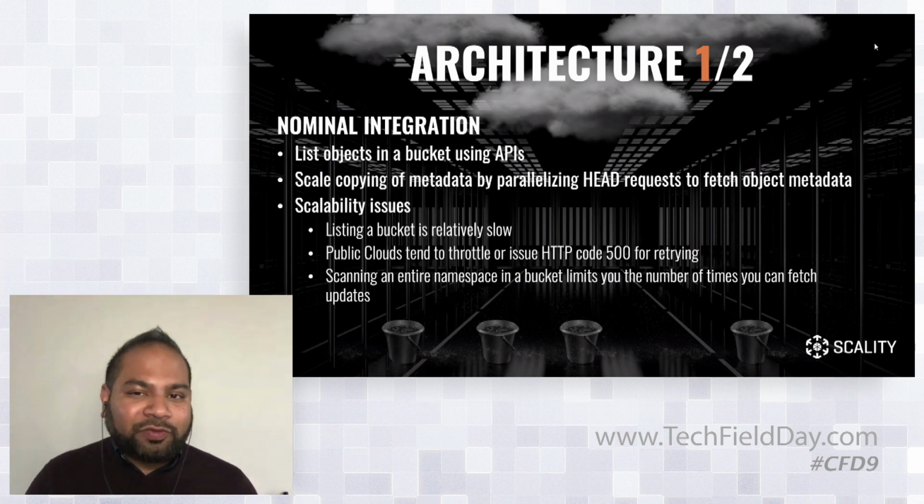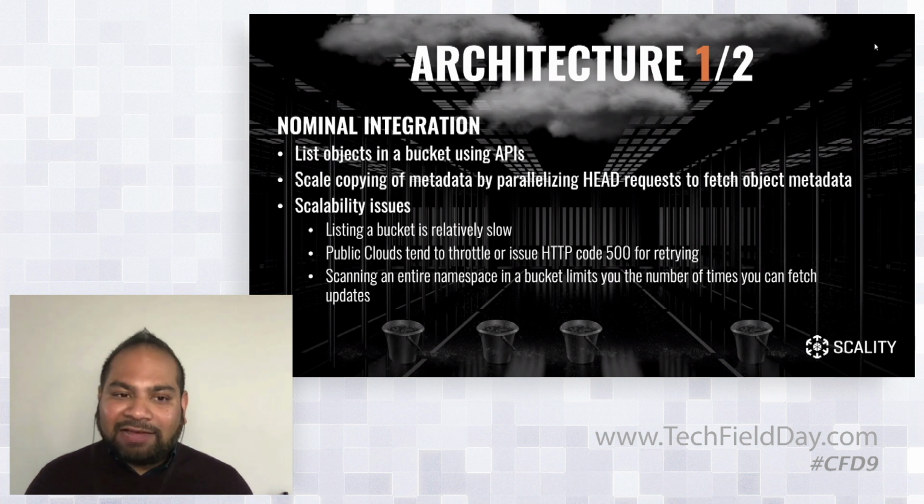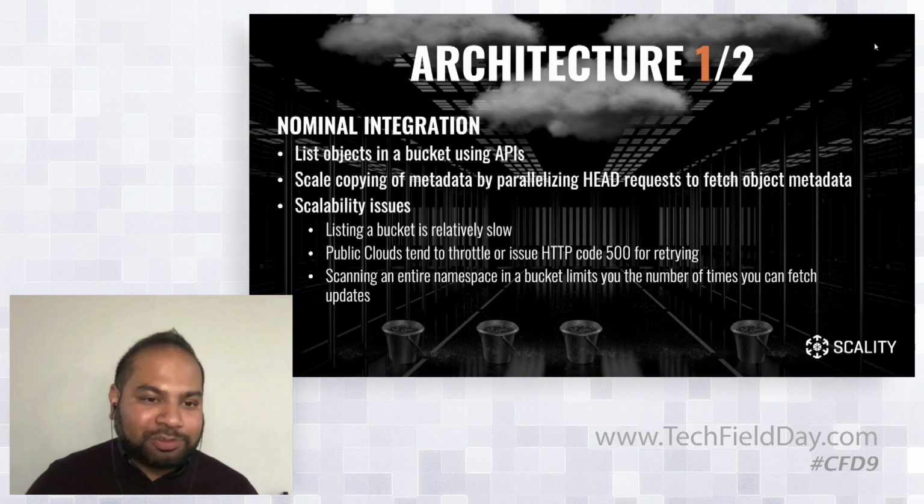But we quickly ran into a ton of scalability issues. This is super cool, it's super fast, and we can integrate a ton of public cloud vendors, but it does have limitations. One of the main limitations, among a few I've listed here, is that listing a bucket is relatively slow. That's the slowest API you can access on an object storage. Everything else is super fast, like heads, puts, gets, deletes, everything's super fast.